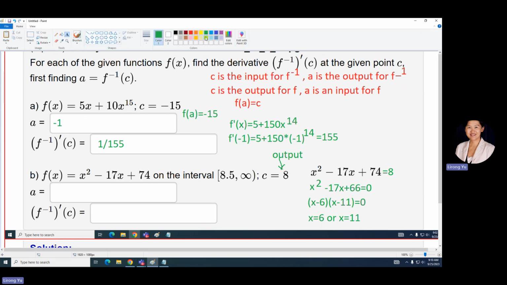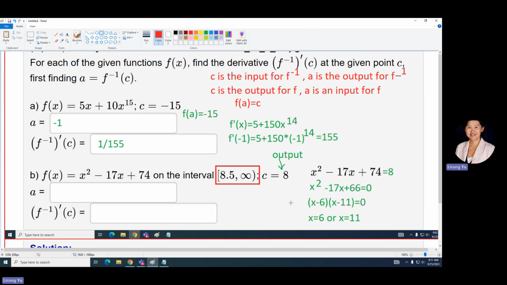But here it says this is the interval. We're only looking at the interval 8.5 to infinity. The reason we have to determine the interval is that the function here is decreasing and increasing. So the function itself is not one-to-one, and we have to take only part of the function. Because if you take the entire function, it doesn't have an inverse. If you only take part of it, maybe it will be one-to-one. So that's necessary.